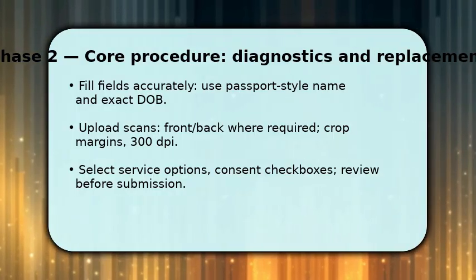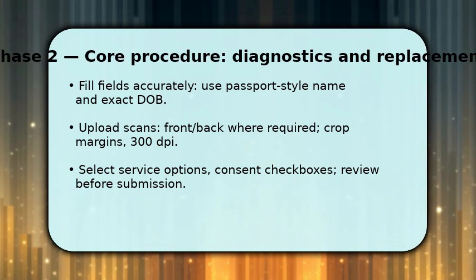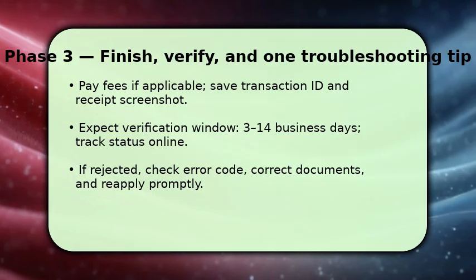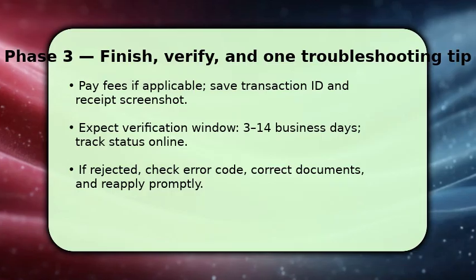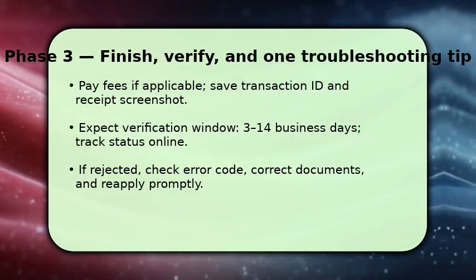Verify each field. This reduces back and forth and speeds approval, because you finish by submitting the application and completing any payment step. Save the receipt and transaction ID for records. After submission, expect a verification window, typically 3 to 14 business days, and check the portal for status updates.